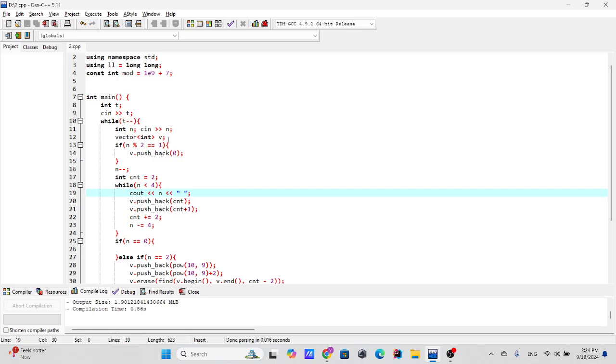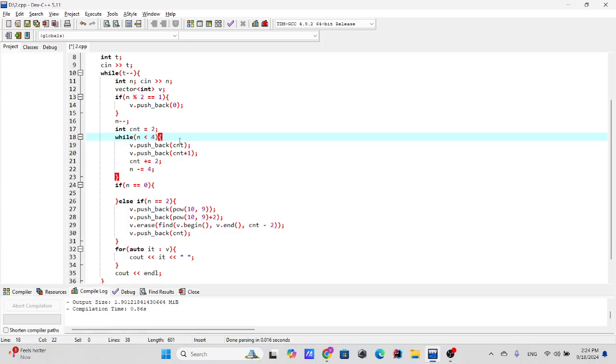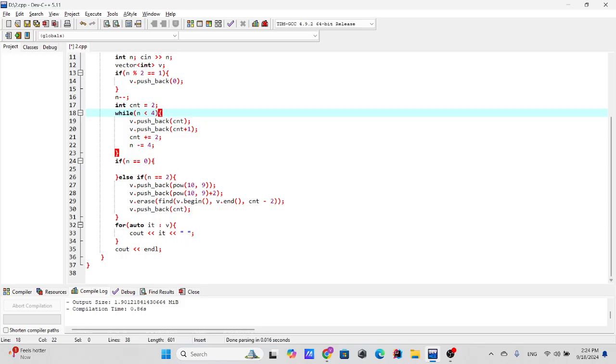Okay, vector v, push_back 0. Okay, while n is smaller than 4, push_back count + 1. Okay, this is absolutely correct. I think this is correct. Yeah, this should be correct. If n is equal to 0, then... no idea why, man.